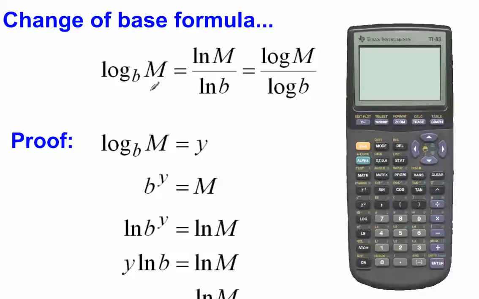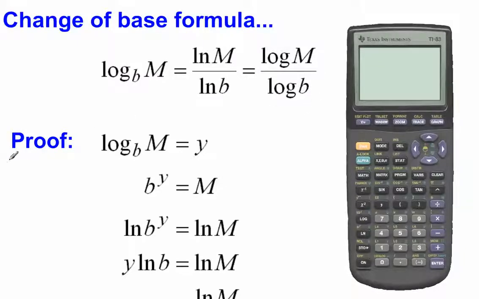So we're going to use this change of base formula here. It says if you have the log of any base b of m, then that's equivalent to taking the natural log of m divided by the natural log of the base b. Or if you prefer, you could use the common log of m and divide it by the common log of b.